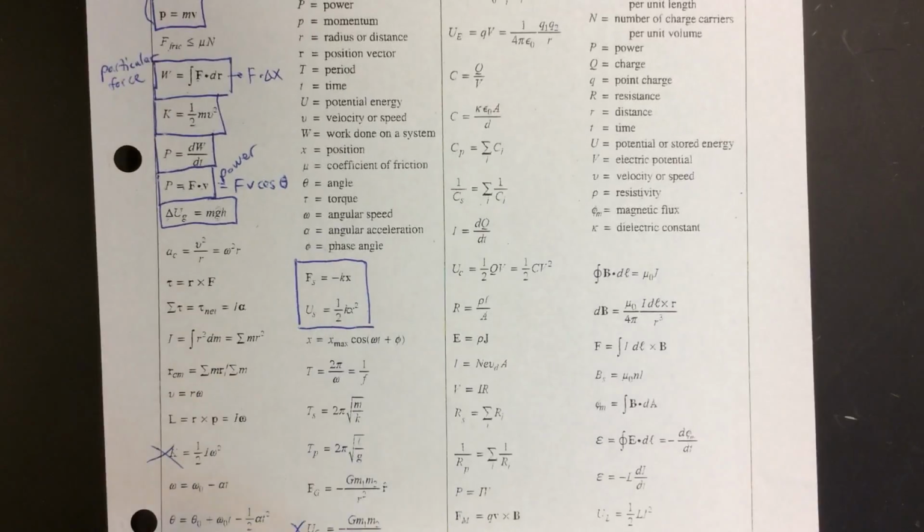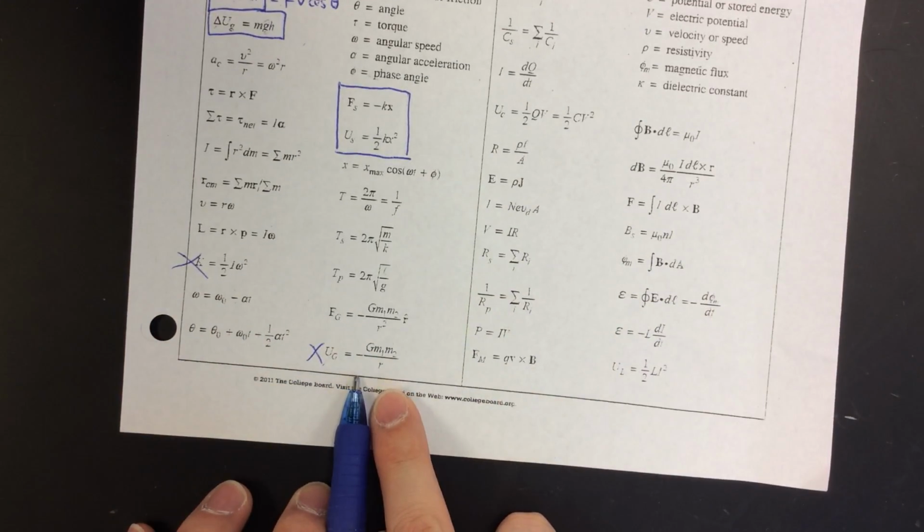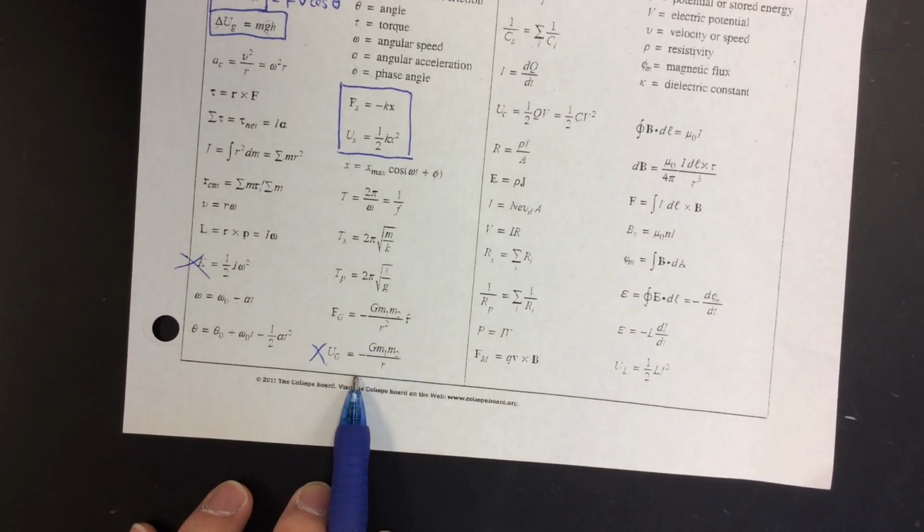That's where this one comes in. But for this unit, we're not using this one. This is for when we get to universal gravitation. We start talking about escape velocity. We start talking about planets orbiting stuff. We're not there yet. That's different. That's a special topic.